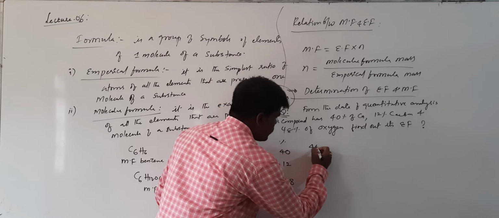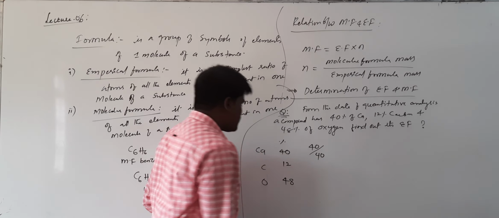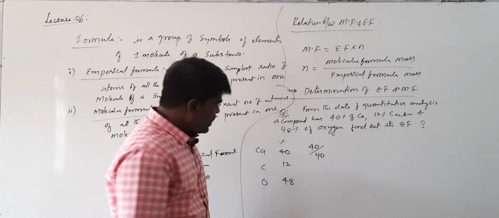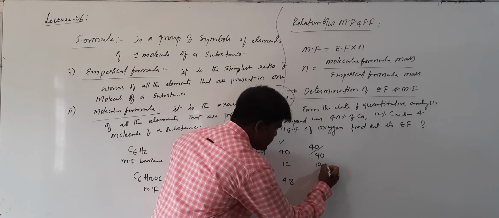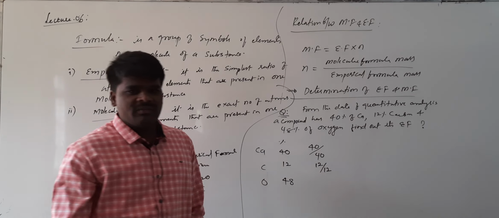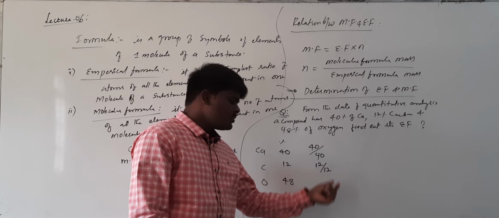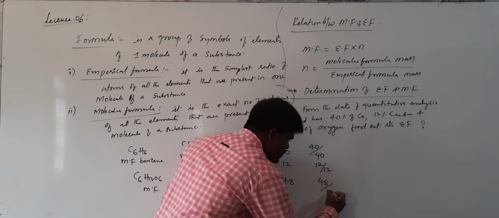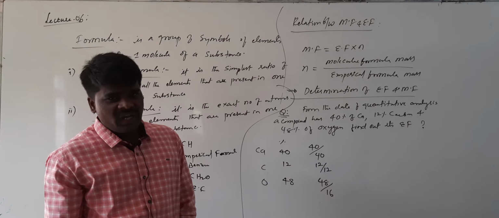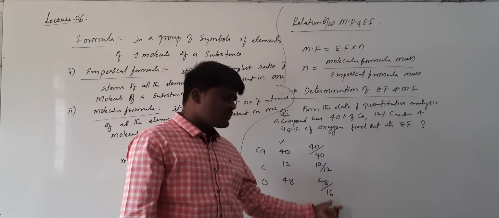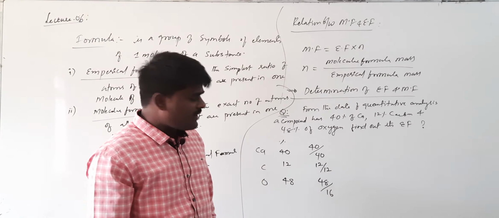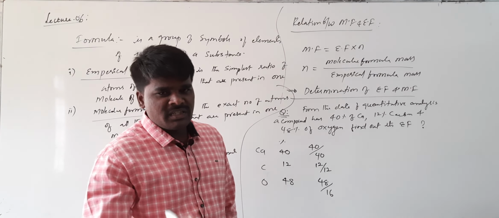So this 40% must be divided by the atomic mass of calcium, that is, the atomic mass of calcium is 40, and 12% of carbon is given. This has to be divided by the atomic weight of carbon, which is 12. And what is the percentage weight of oxygen? 48, which has to be divided by its atomic mass. What is the atomic mass of oxygen? 16. So this will give us the relative number of atoms of each element present in the compound.